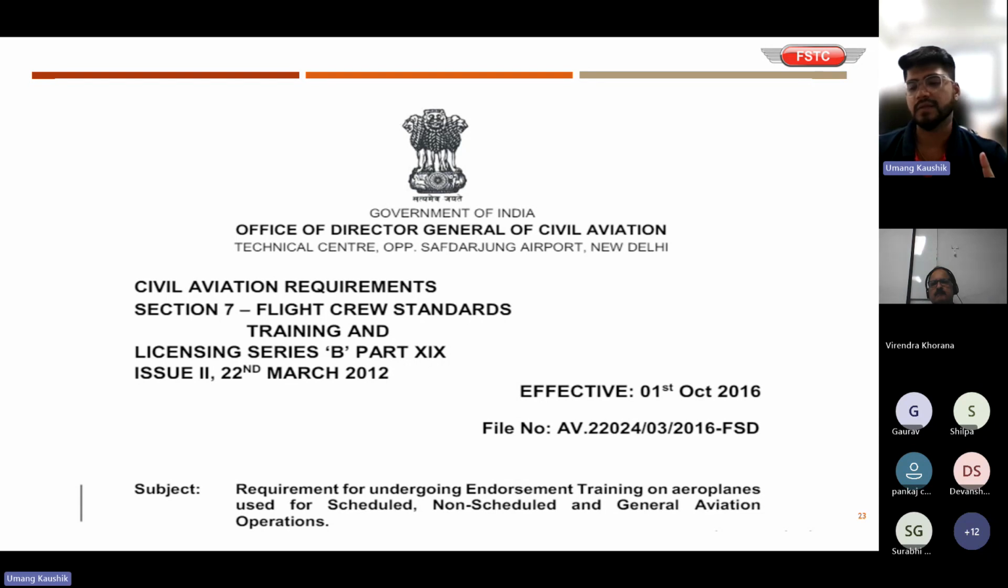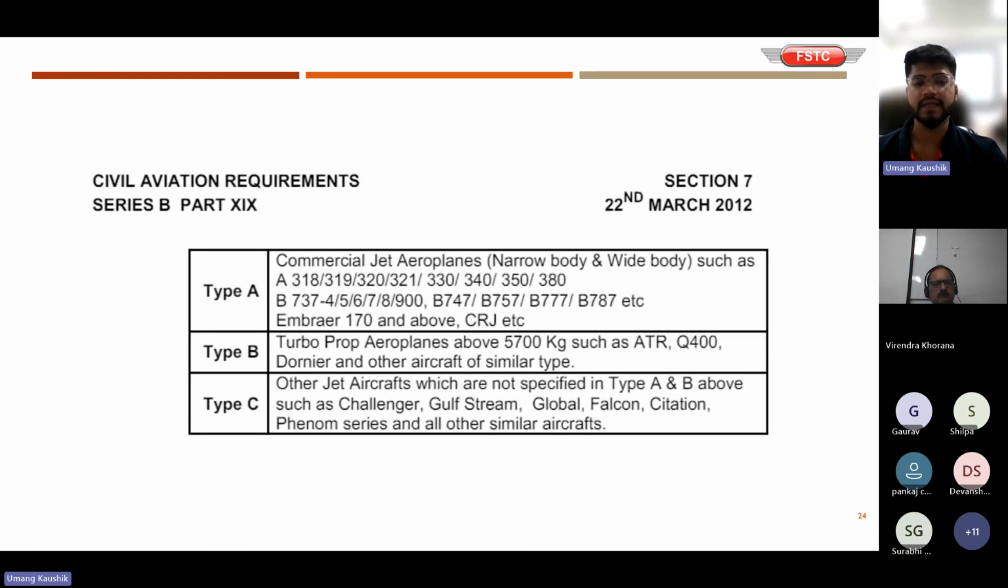So this CAR is for the requirement for undergoing endorsement training on airplanes used for scheduled, non-scheduled, and general aviation operations. So basically this is the main requirement if you want to apply for a type endorsement on your DGCA licence. There are three types that DGCA has defined.